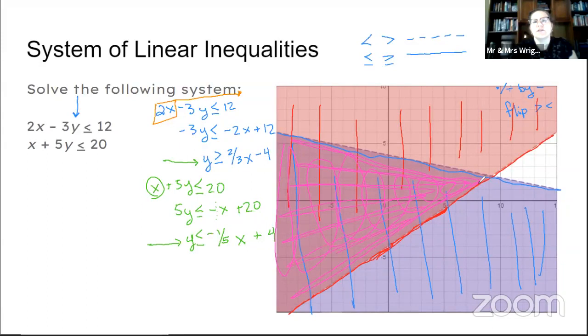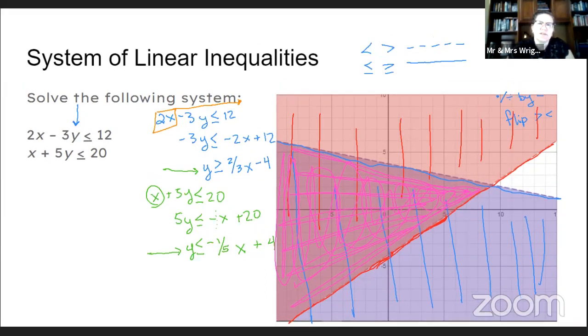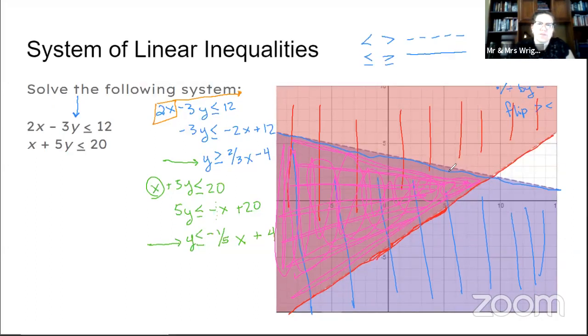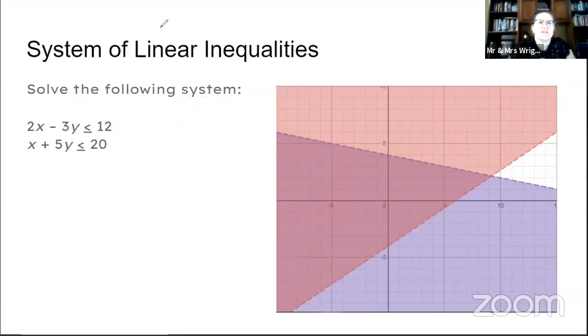We're not going to write it in numerical form. We just want the visual of the graph. So we have solved the system of linear inequalities by being able to graph these equations. Not equations, inequalities.